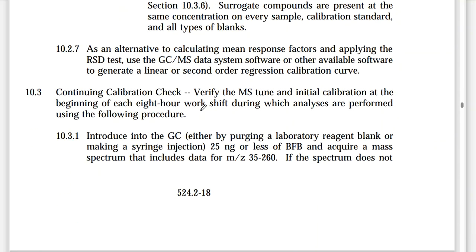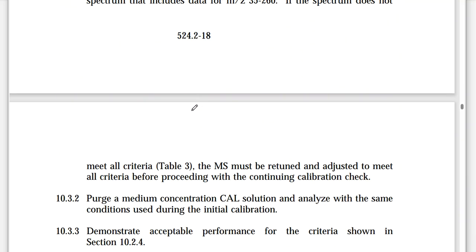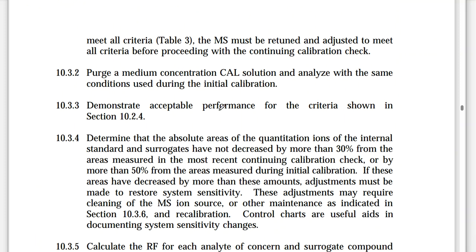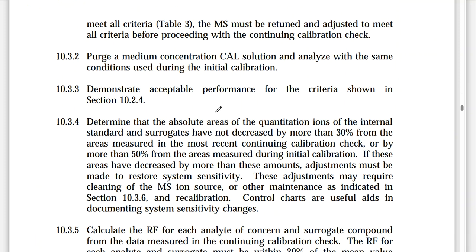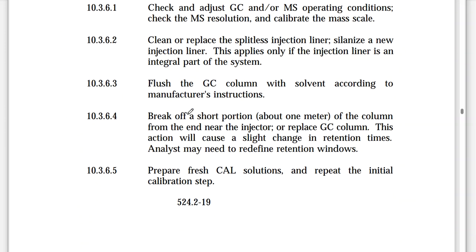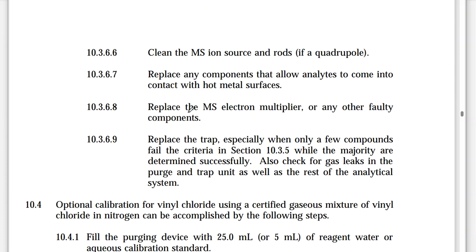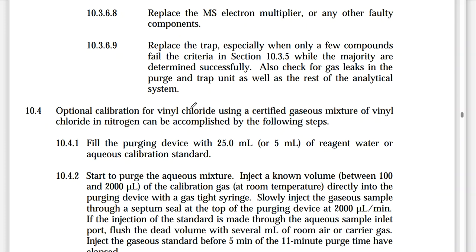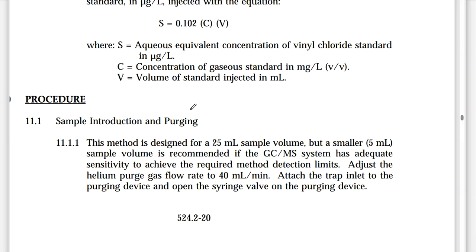As I keep going, it says continuing calibration checks, all of these other cal solutions that need to be in the mix. How can we make sure that our line is actually a line? What value do we need to go to as far as R squared value goes? All of that is going to be section number 10 for calibration and standards.